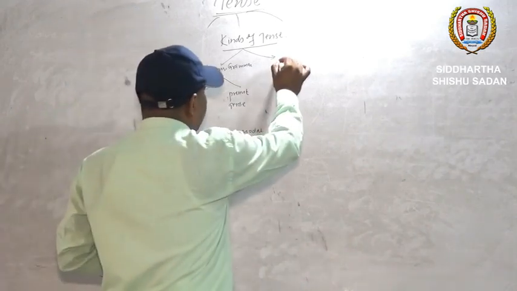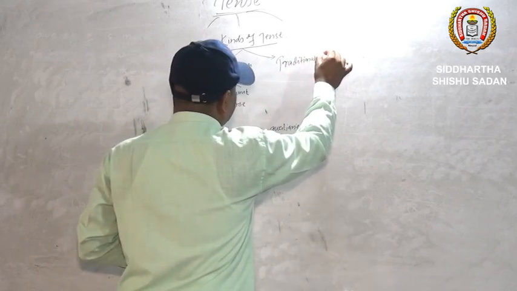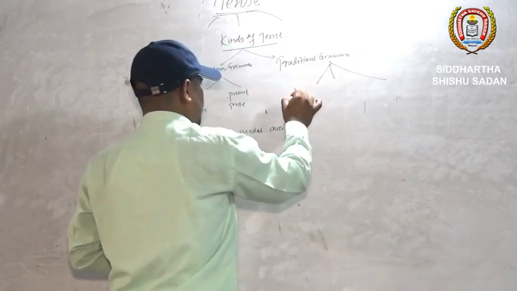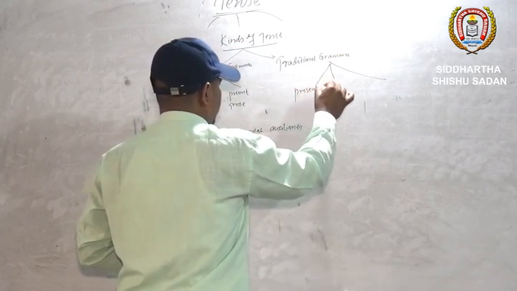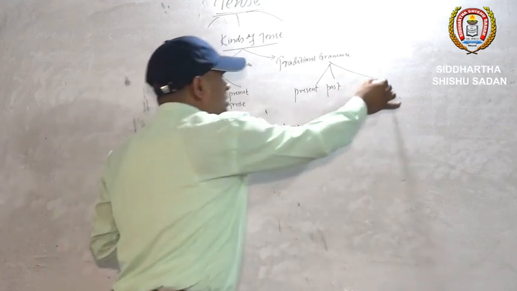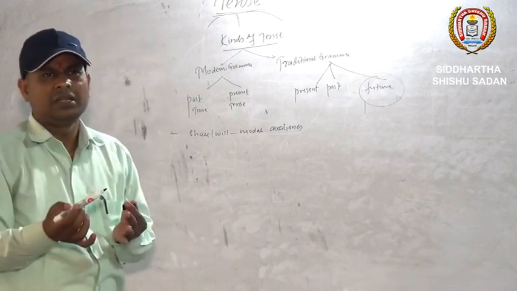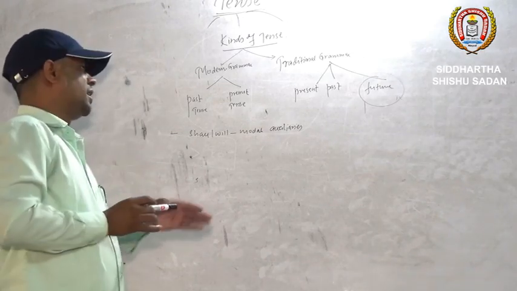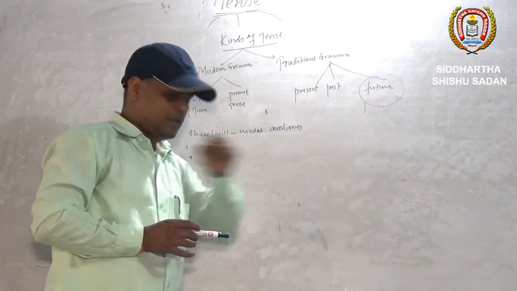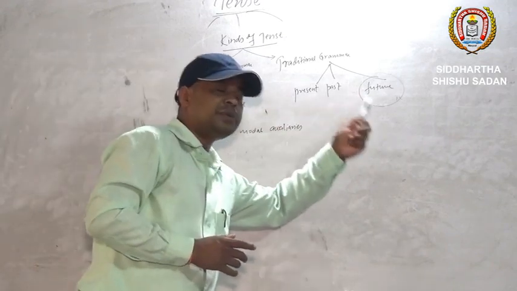So, according to traditional grammar and grammarians, we read there are three types of tense: present tense, past tense, and future tense. Still we read about future tense. Still we talk about shall and will. So we will read according to traditional grammar. There are three kinds of tense: present tense, past tense, and future tense.